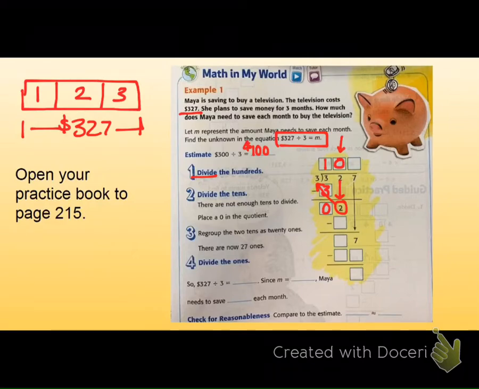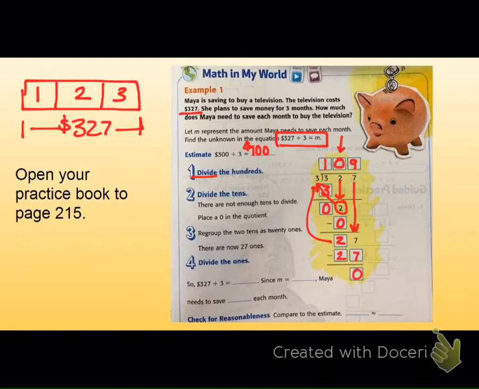0 times 3 is 0. Go ahead and subtract. And they have already brought down our 7 for us. So it becomes 27. We can go ahead and divide 27 divided by 3. That's right, I heard you out there. That's 9. 9 times 3 is 27. We subtract and get 0. All right, so let's go back and take a look at what they're asking us here.